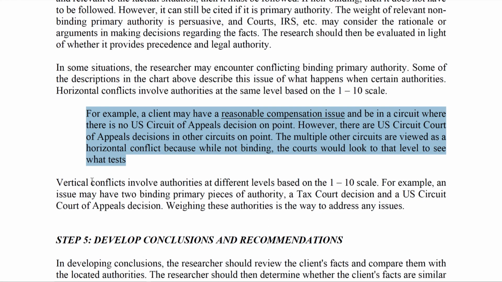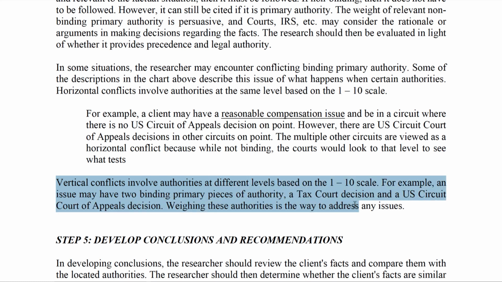Vertical conflicts, basically, involve a situation where you, of course, have one piece of primary authority where it's a 2 versus a 3. So a lot of times what you see is maybe you have a tax court decision and a U.S. Circuit Court of Appeals decision. Well, of course, the U.S. Circuit Court of Appeals decision is going to take precedence.